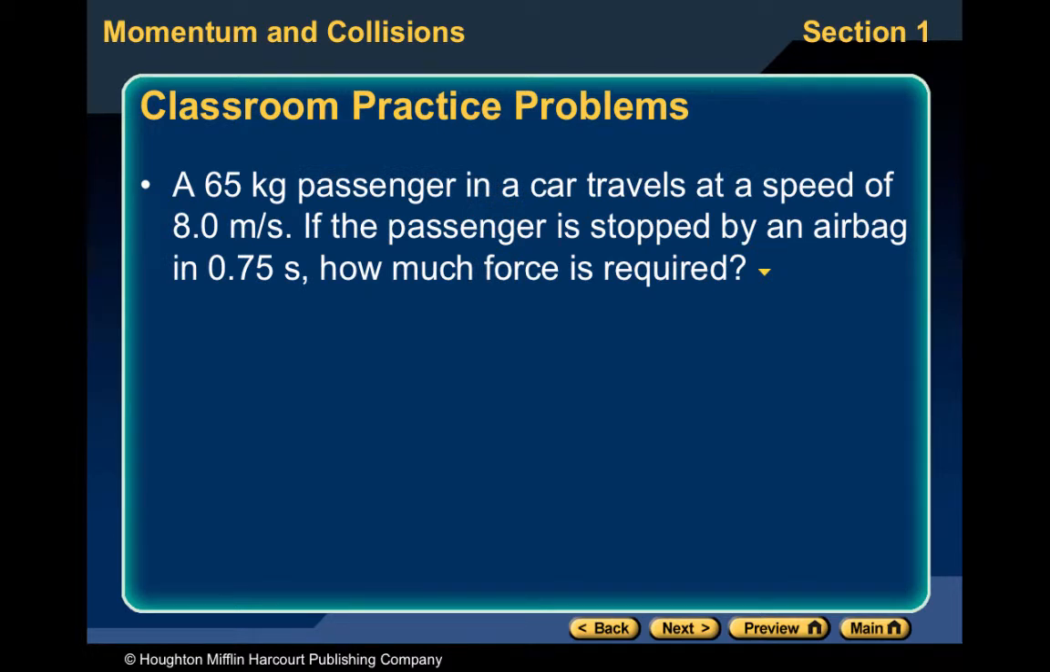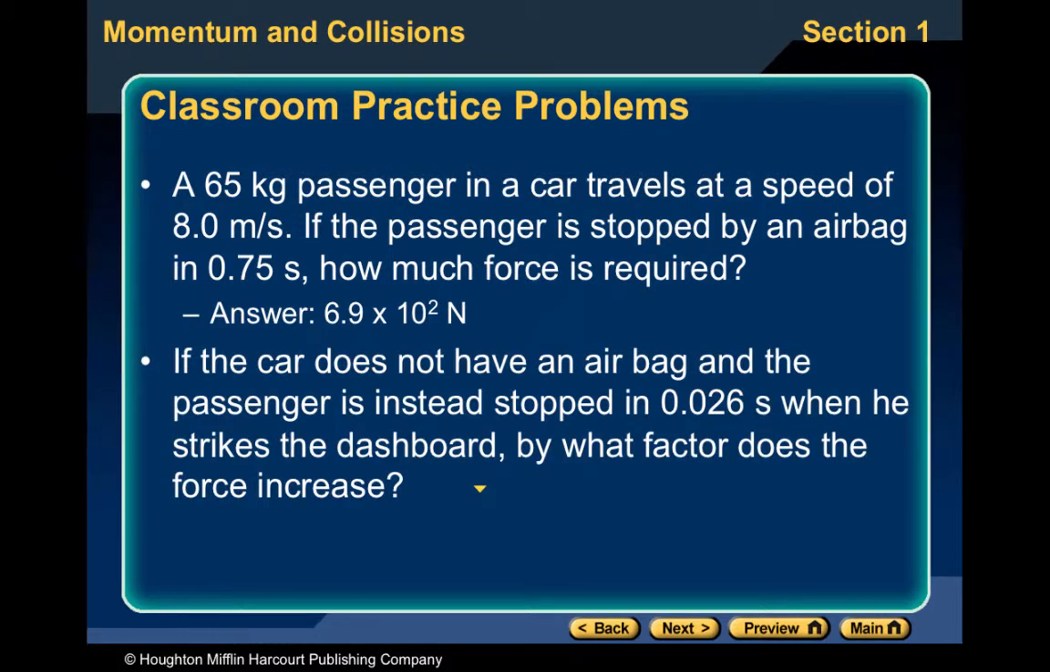If a 65 kilogram passenger in a car travels at a speed of 8 meters per second, and the passenger is stopped by an airbag in 0.75 seconds, how much force is required? We can use force times delta t is equal to the change in momentum. Our change in momentum would go from 8 meters per second to 0, so it is equal to our initial momentum. So we have mass of 65 times 8 meters per second. We have force times the change in time, 0.75 seconds, equals 65 times 8, and we should get 6.9 times 10 to the 2nd newtons.